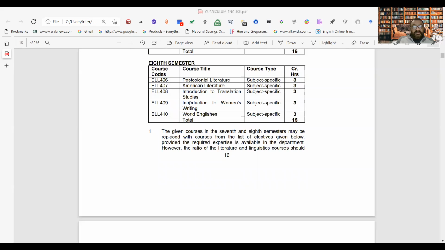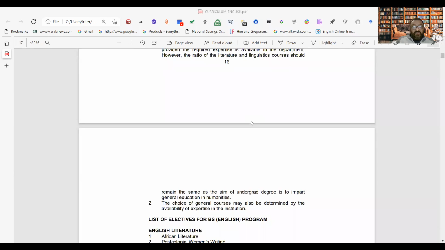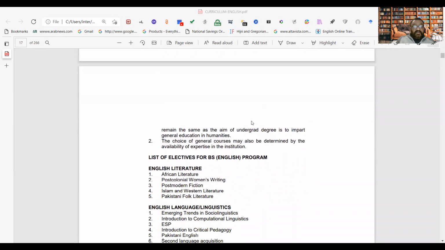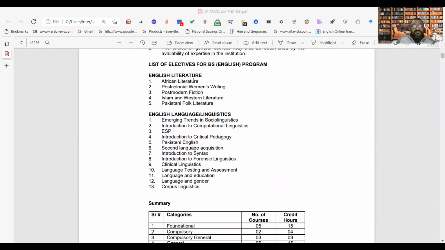American Literature, 3 credit hours. Introduction to Translation Studies, 3 credit hours. Introduction to Women Writing, 3 credit hours. Internship in English is 3 credit hours. So this is all. If you can see here, these are electives for the BS English program.